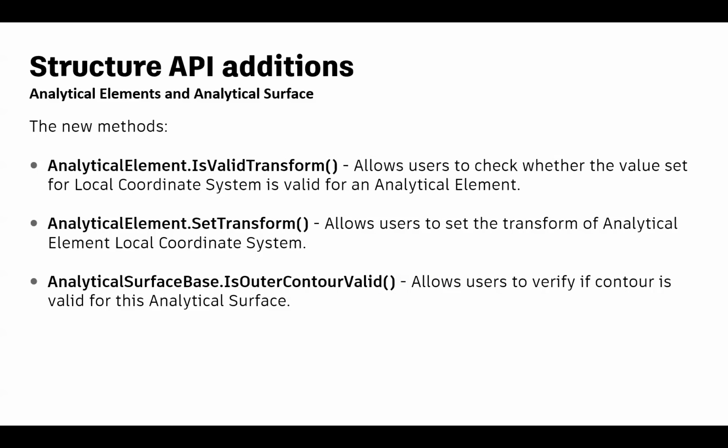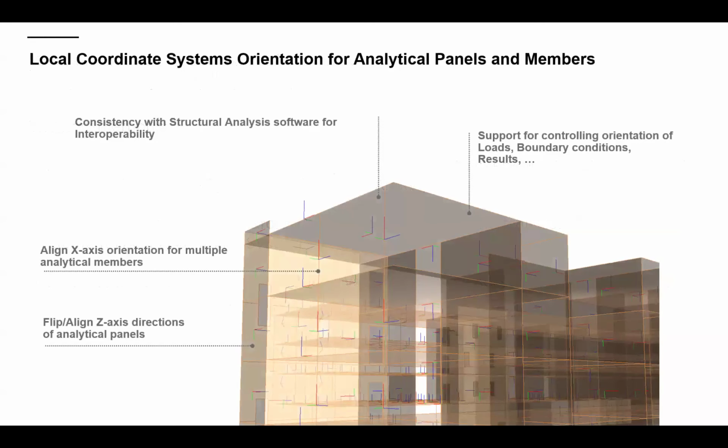There are structure API additions for analytical elements and analytical surface. The new methods IsValidTransform and SetTransform, and the new method IsOuterContourValid. This is mostly for consistency with structural analysis software for interoperability. So we can now specify local coordinate system orientation for analytical panels and members.